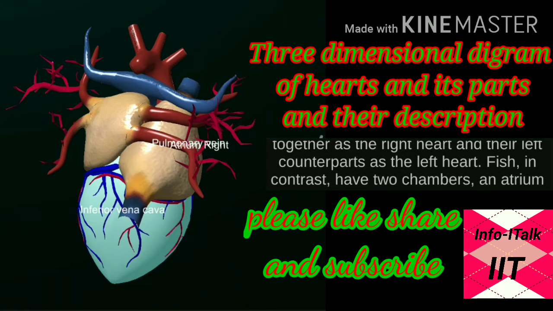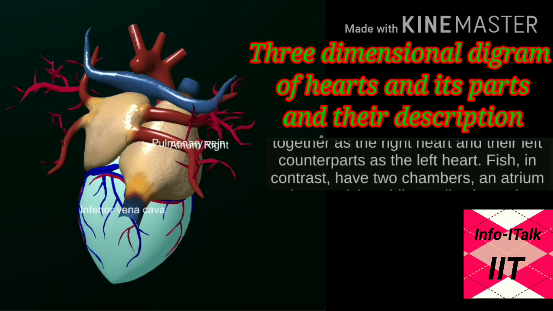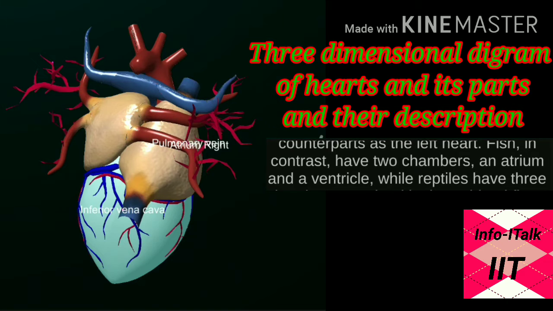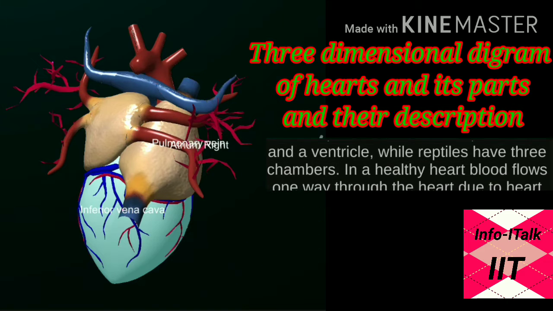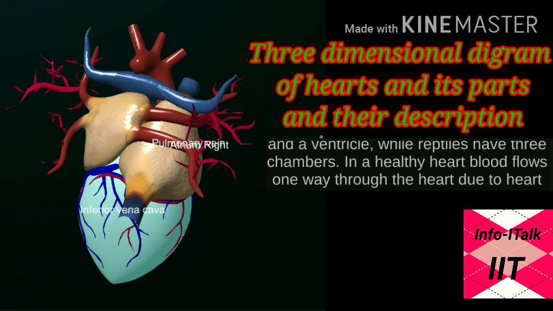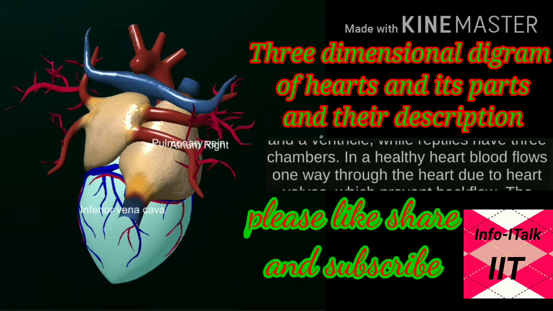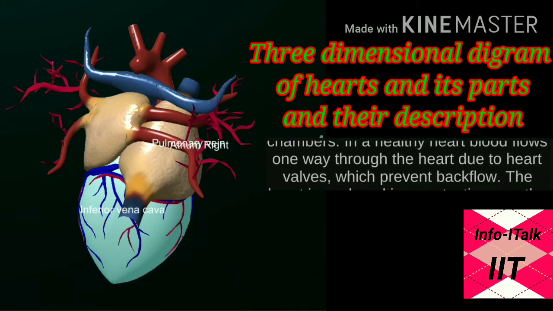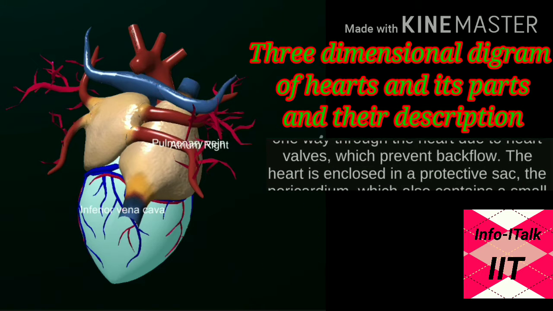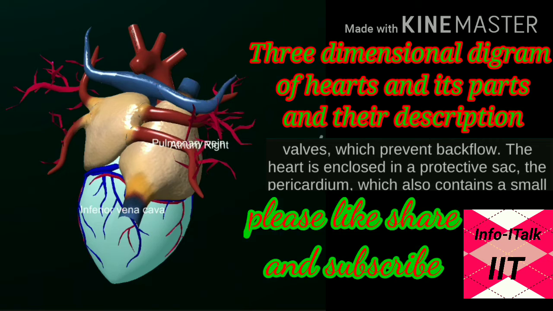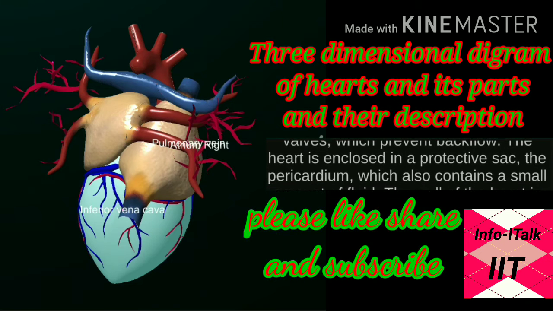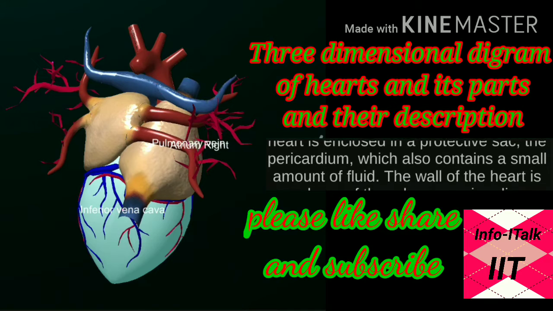Fish, in contrast, have two chambers, an atrium and a ventricle, while reptiles have three chambers. In a healthy heart, blood flows one way through the heart due to heart valves which prevent backflow. The heart is enclosed in a protective sac, the pericardium, which also contains a small amount of fluid.